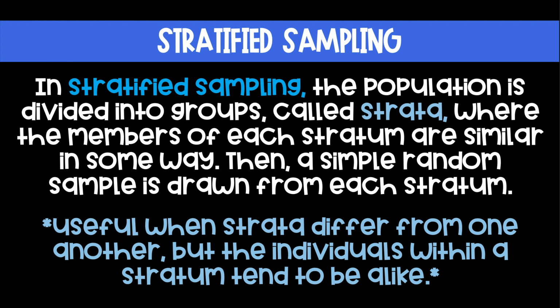Okay, let's move on to the next sampling method, stratified sampling. The population is divided into groups called strata, where the members of each stratum are similar in some way. Then a simple random sample is drawn from each stratum. This is useful when strata differ from one another, but the individuals within a stratum tend to be alike. I don't know if you have seen those surveys where they ask you to select your age group. Those could be called the stratum or the strata. And then from each category, from each age group, they conduct a simple random sample.